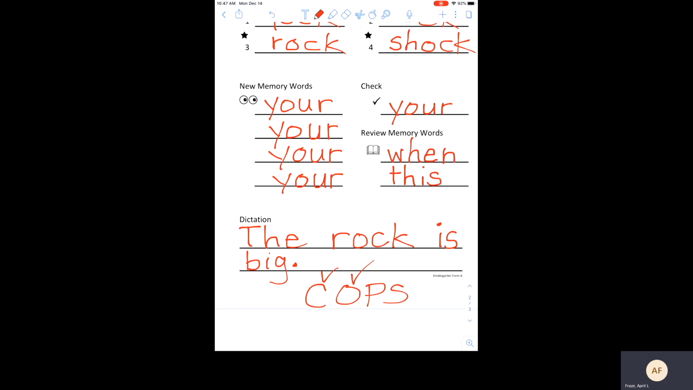Punctuation. Did I put a period on the end? Yes. Now I need to check my spelling. T-H-E, the. Rock. Is, I-S. Big. Big, yes. Spelling's good.